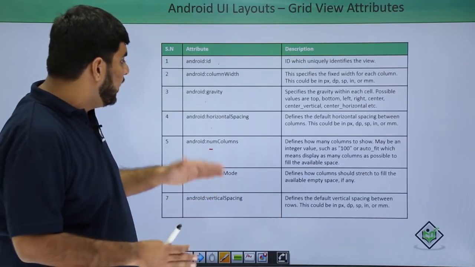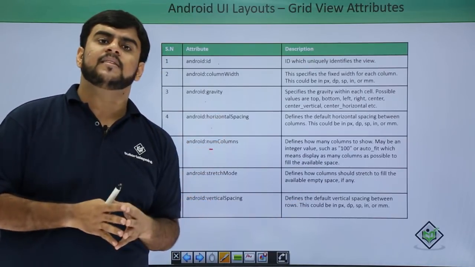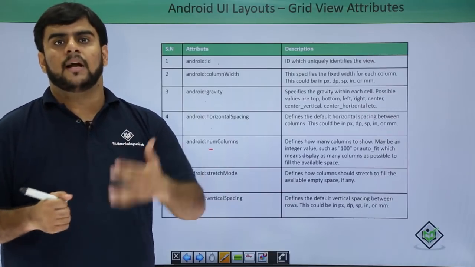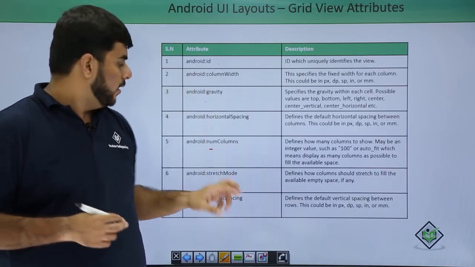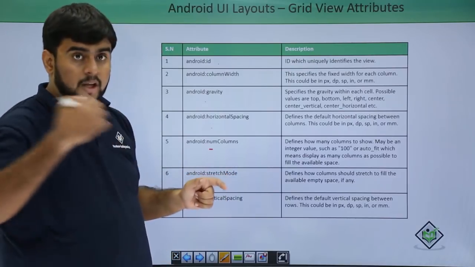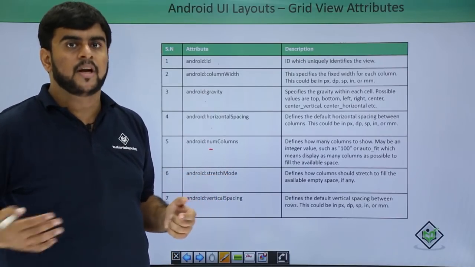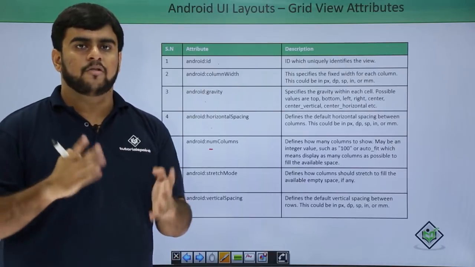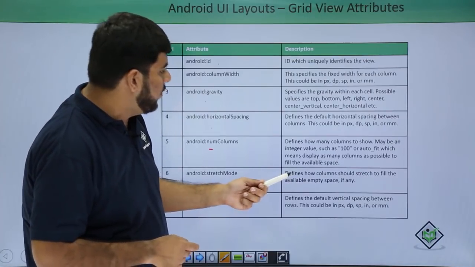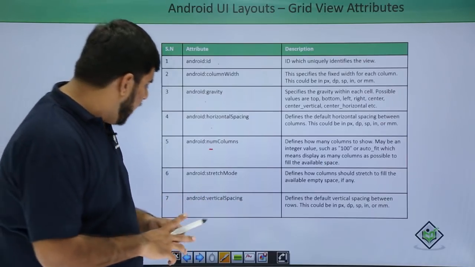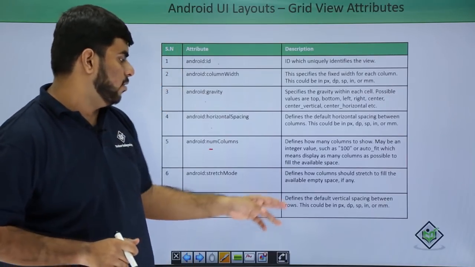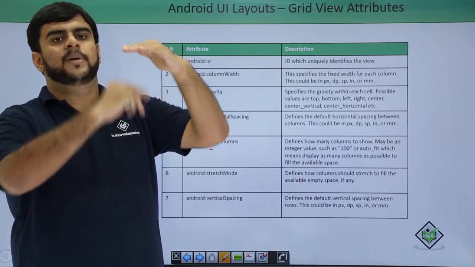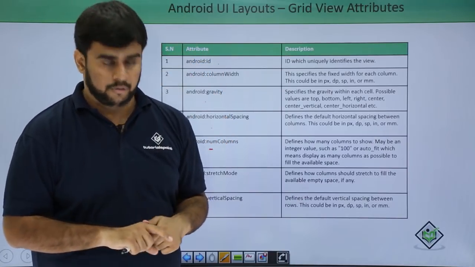There is a stretch mode. It says that if there is any empty space available on the screen, which column should utilize that space. This property also comes from the table layout, wherein if some space was available, we mentioned a column which can use that space. And after this is the vertical spacing. It defines the spacing between the rows. Like if there are two rows parallel, then how much space should be there dividing the two rows.